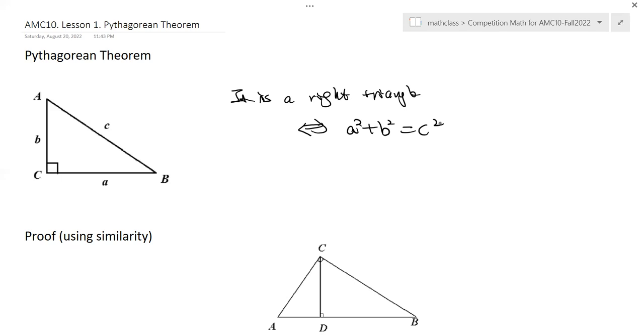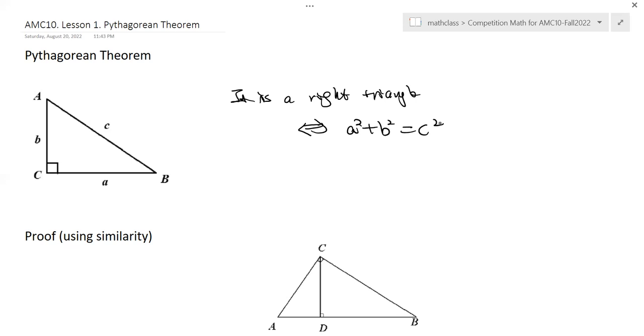So this is two statements here. One is, if it's a right triangle, then a squared plus b squared equals c squared. And conversely, if a squared plus b squared equals c squared holds, then it must be a right triangle, because this statement is also important.